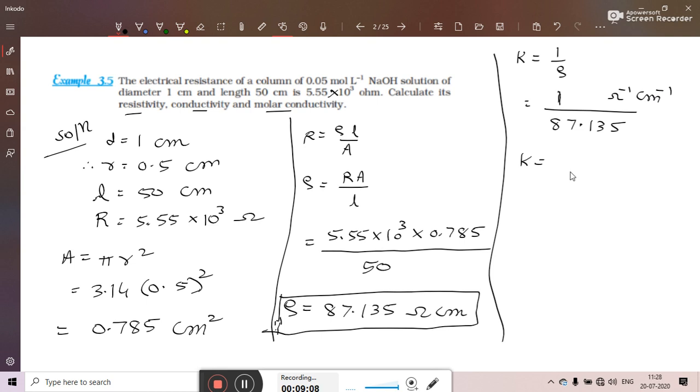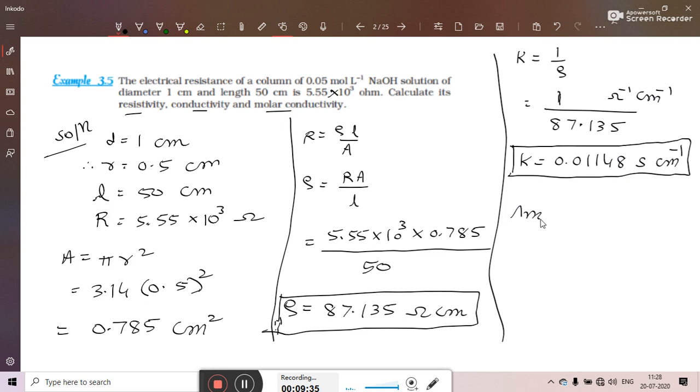So K equal to 1 upon 87.135, which is 0.01148. Now instead of ohm inverse, we can also write Siemens. So the value of K is 0.01148 Siemens per centimeter. Now we have to find out molar conductivity, that is lambda m.